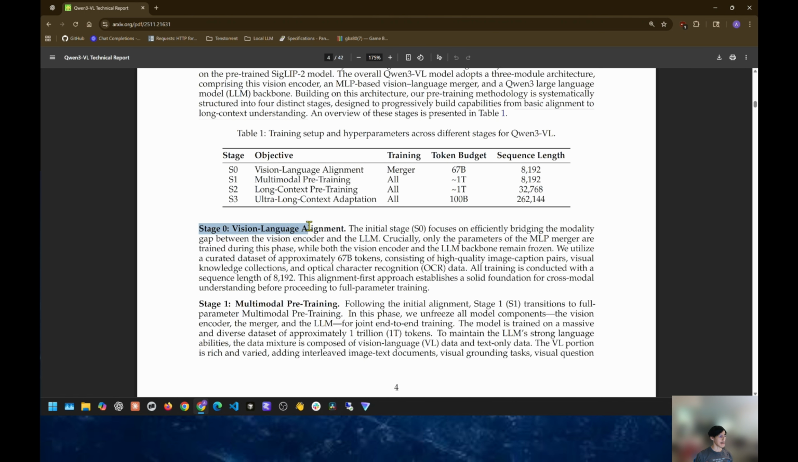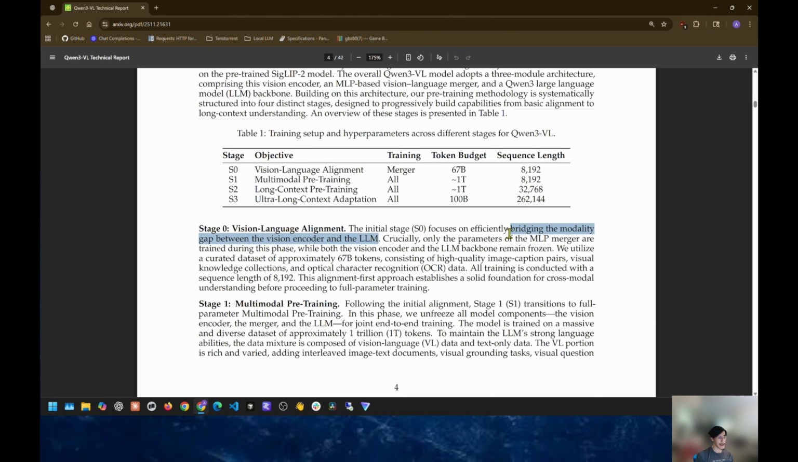Stage 0, vision language alignment. The initial stage, S0, focuses on efficiently bridging the modality gap between the vision encoder and the LLM. So yeah, in the beginning, when you create a VLM and you just attach a vision encoder to the LLM, both are kind of disconnected, and you want to make them both aware of each other. So you have to train them, and you train the merger part to make sure that whatever the vision encoder outputs is something that the LLM will be familiar with.